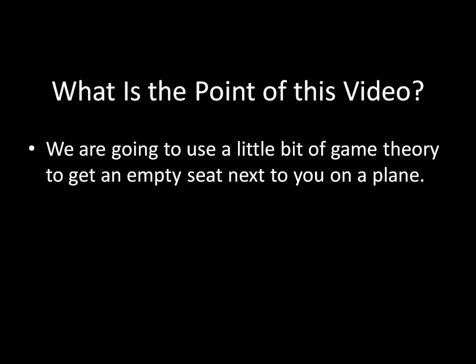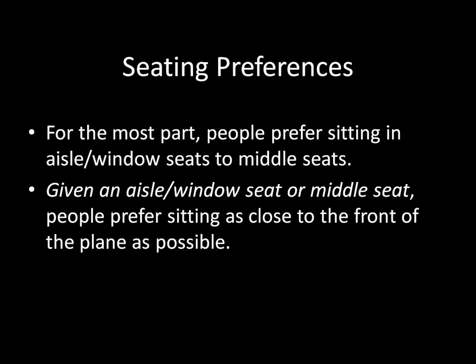The purpose of this video is to use just a little bit of game theory to explain to you how to get an empty seat next to you when you're flying on a plane. I know personally I don't like having someone sitting next to me taking up my space, and so this will hopefully maximize your chances of avoiding that, and the best part of this, of course, is that it's going to be free too. And the little bit of game theory that we need for this is just simply seating preferences.